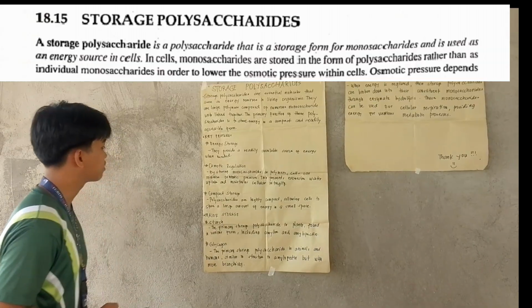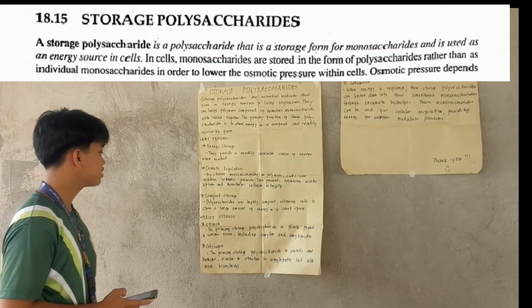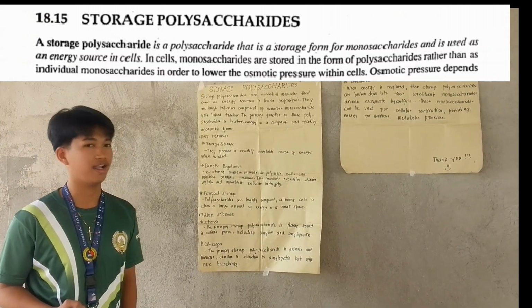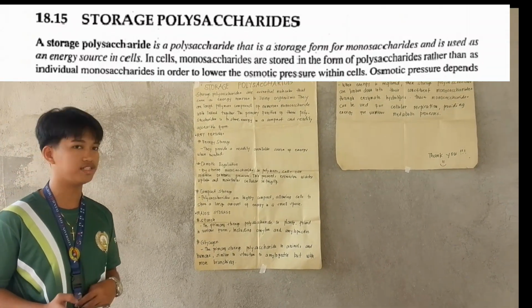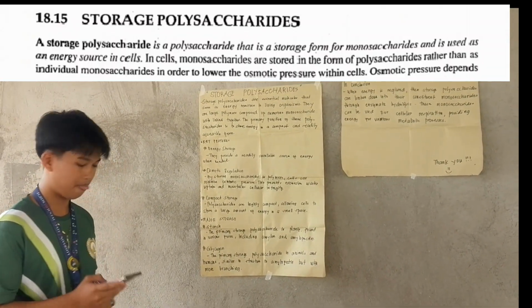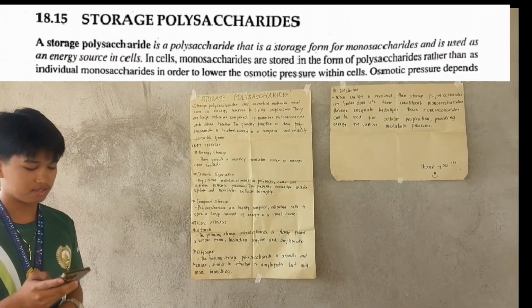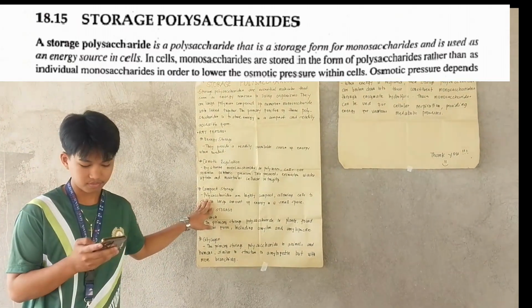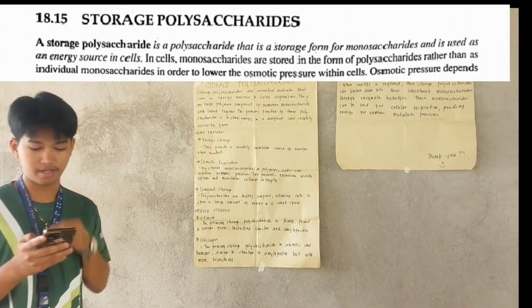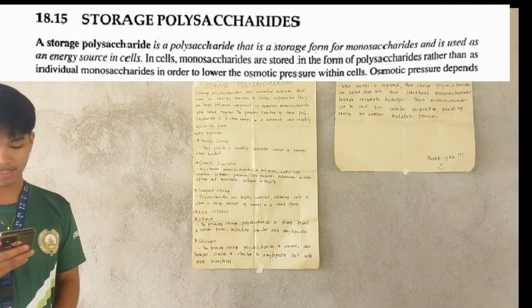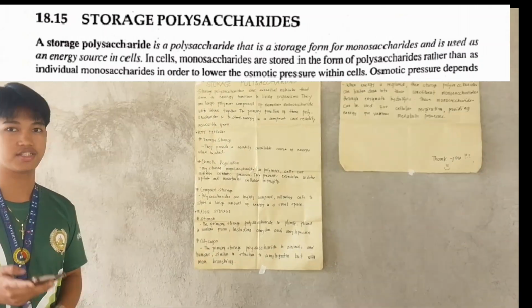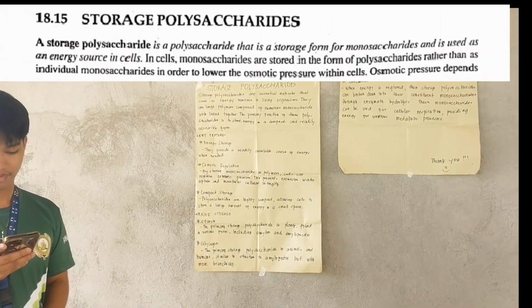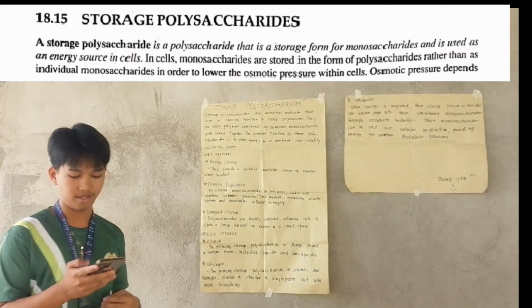The third is compact storage. Polysaccharides are highly compact, allowing cells to store a large amount of energy in a small space. For example, imagine storing a bunch of marbles versus storing a single large rock. The rock takes up less space.